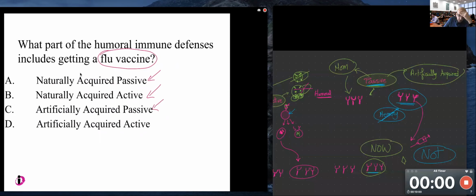So it's going to be artificially acquired active. Exactly. Artificially acquired active. So I've seen a question here. What is the difference between B and T cells? Is it only in the growth?